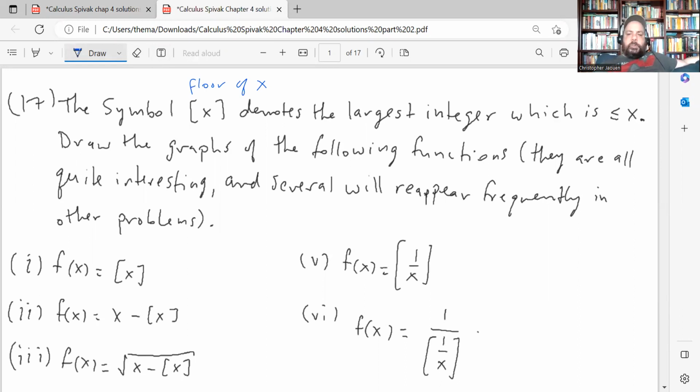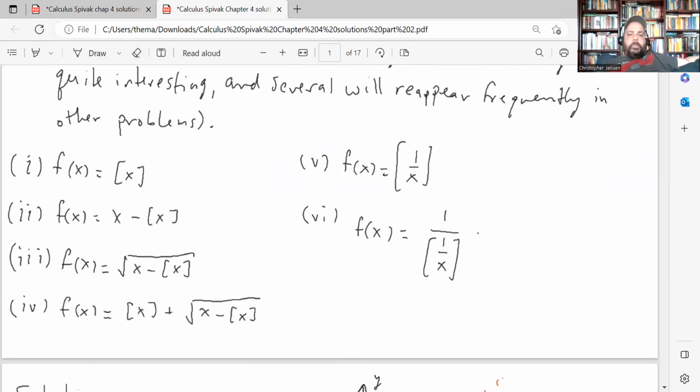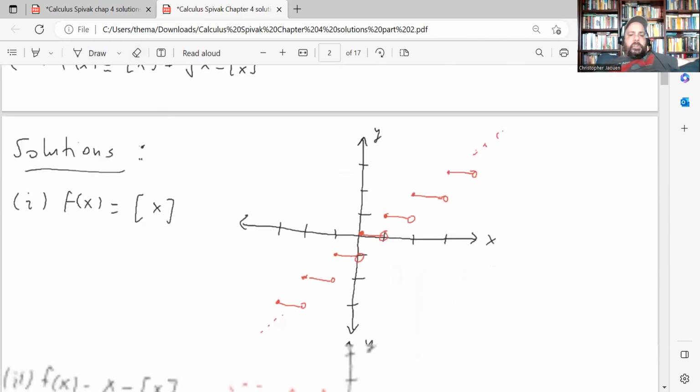And the reason I did this one is because he says in parentheses here, these are quite interesting and several will reappear frequently in other problems. So since he's going to be referring to these later on in the book, I wanted to do them just so we have them to refer to in this video. But graphing them is not that hard. The graph of the floor function looks like this.